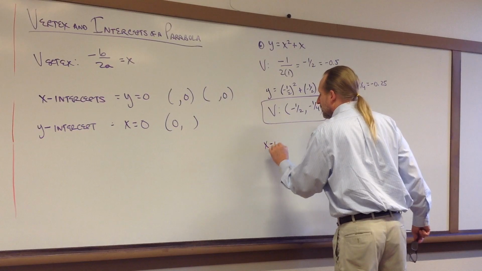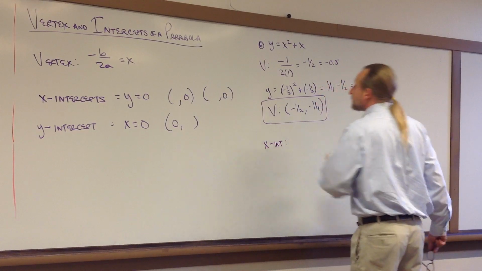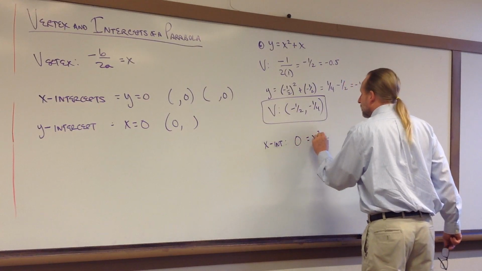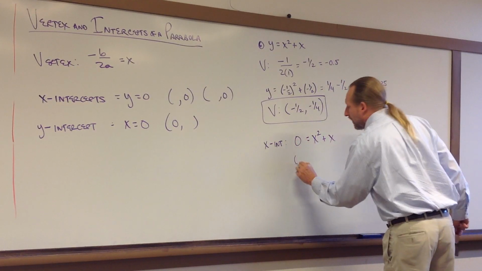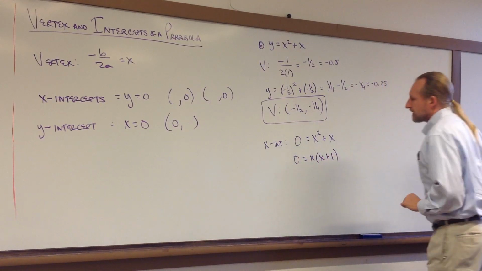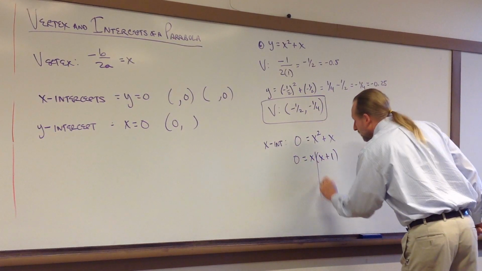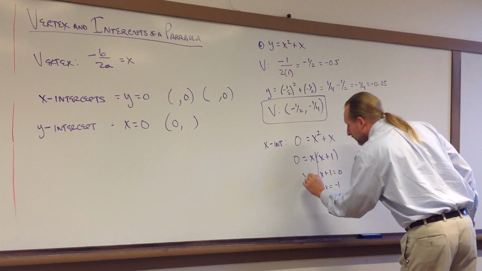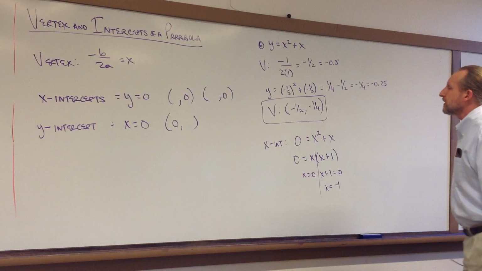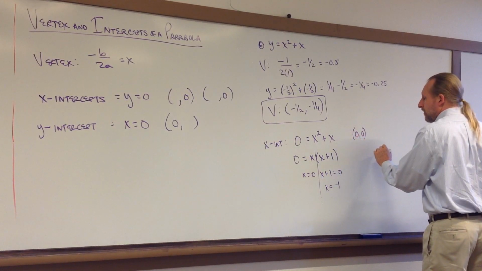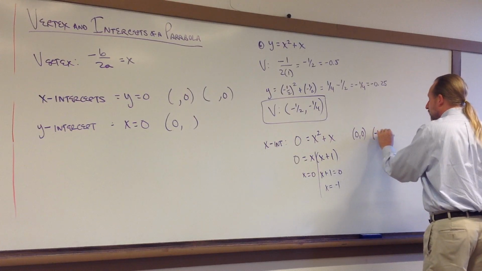Next, the x-intercepts. Again, this is where y equals 0. This one is also factorable. Factor out the x: x times (x plus 1). This says x equals negative 1, and this one says x equals 0. So we've got 2 x-intercepts: (0, 0) and (negative 1, 0).